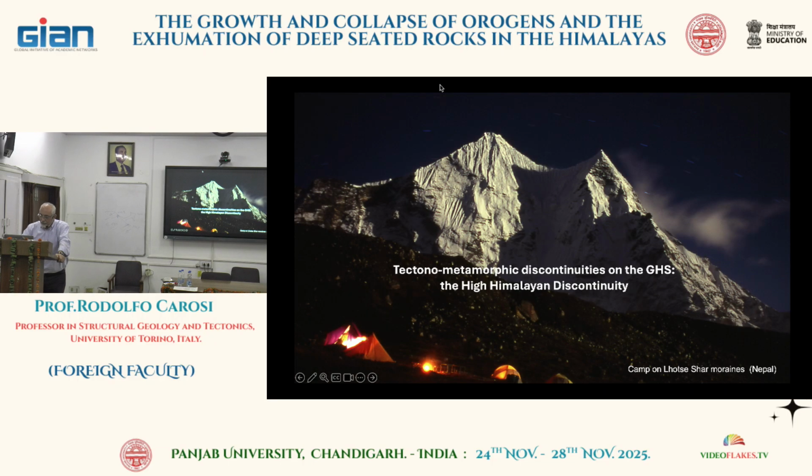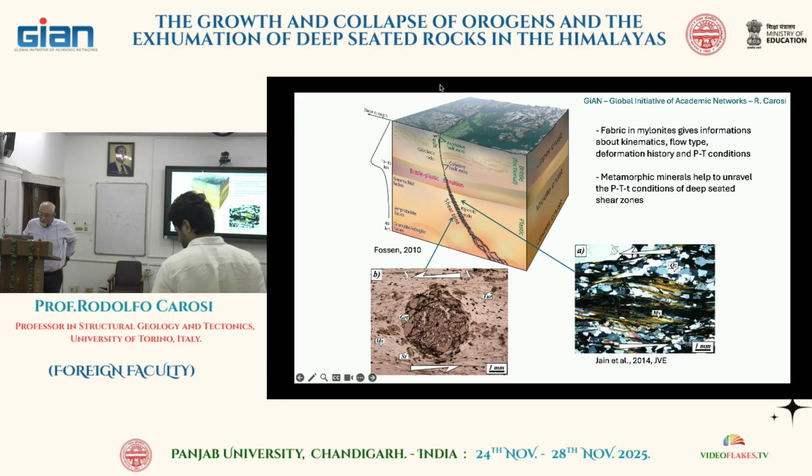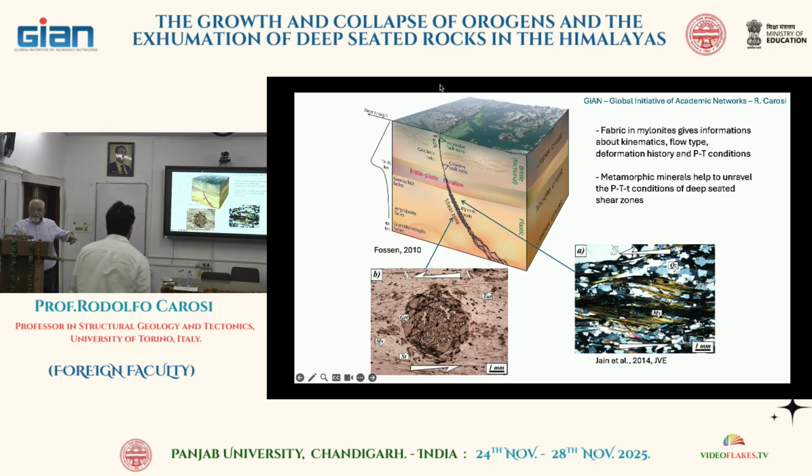Okay, now we take a look at what happened inside the Greater Himalayan Sequence. Up to now, we worked on the boundary. Now we go inside. You remember this picture? You have a big shear zone cross-cutting the lithosphere. You have mylonites in the ductile portion, and the fabric in mylonites gives information about the kinematics, of course. You remember kinematic indicators, the mechanism of deformation, flow type, simple shear, pure shear, deformation history, and PT conditions.